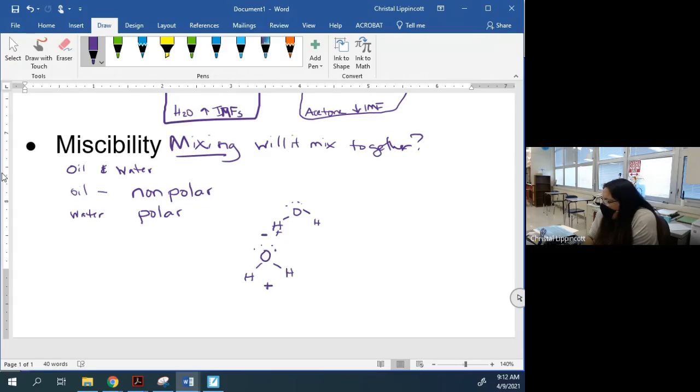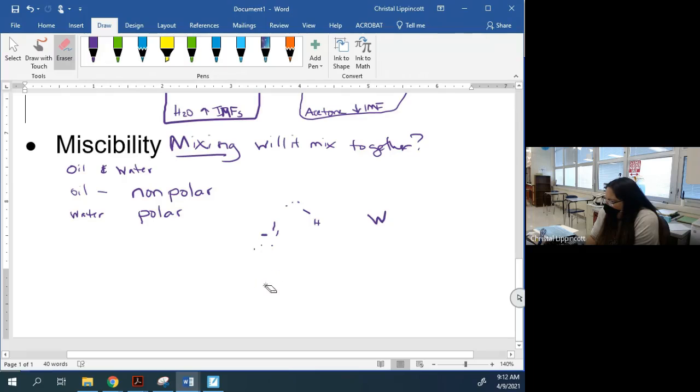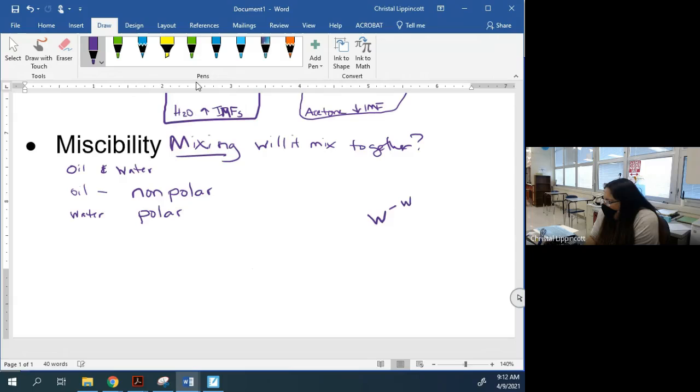So I'm just going to represent this with a W now because I need to be able to get more drawn in here. So I've got my water molecules, and they're going to be attracted to another water molecule and another water molecule and another water molecule because of the positives and negatives. Oil is nonpolar. So oil comes along, it doesn't have a positive or a negative end. It's not going to be able to get into this network because it's not going to get attracted to these other water molecules.